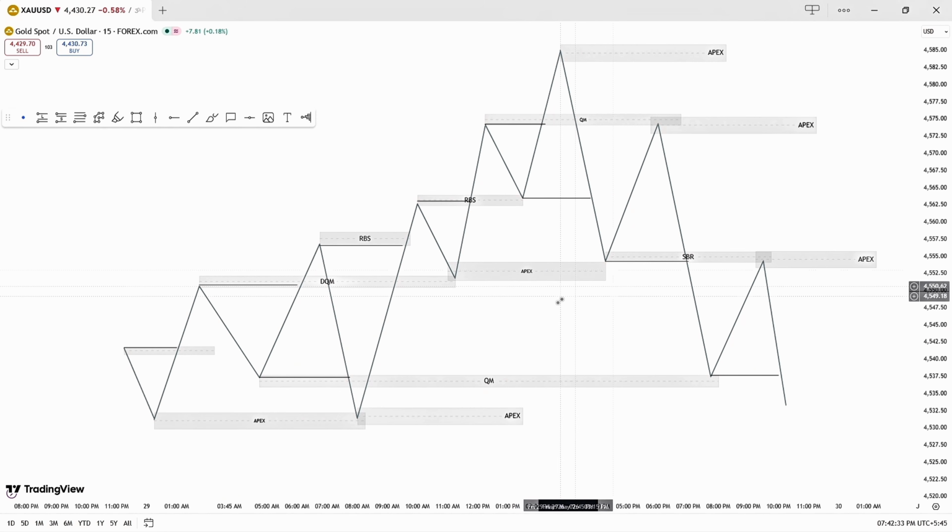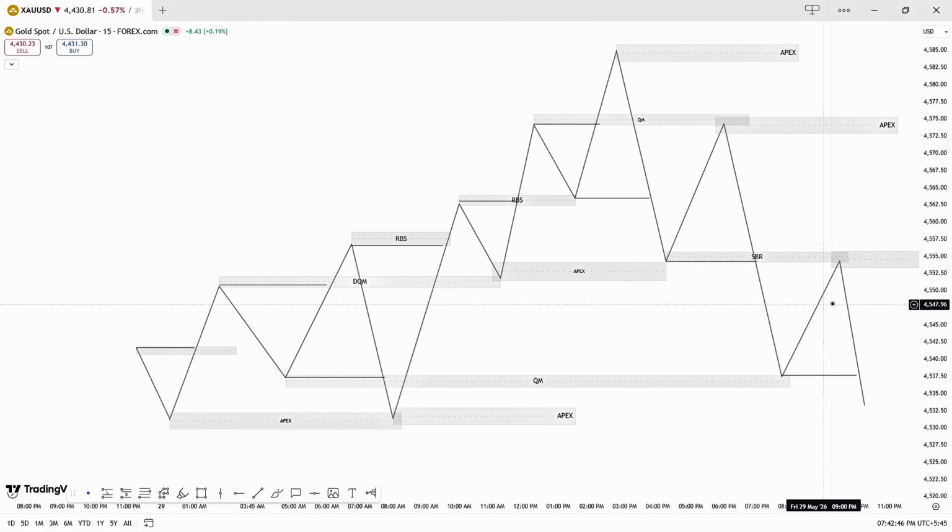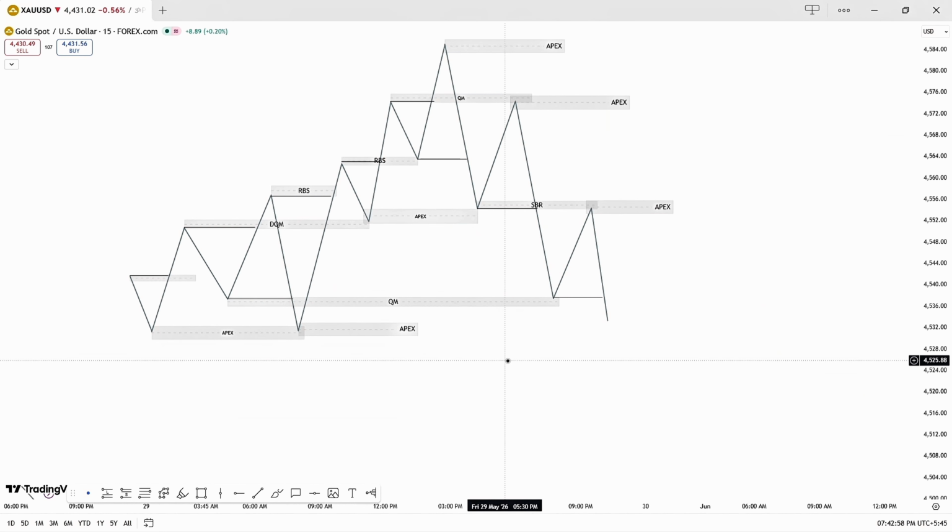This is the complex market structure which is covering all of the 5 zones here. You can analyze by learning this DQM, RBS, QM, apex, and you can screenshot this page and check your own understanding also. And let me show you in the real market.